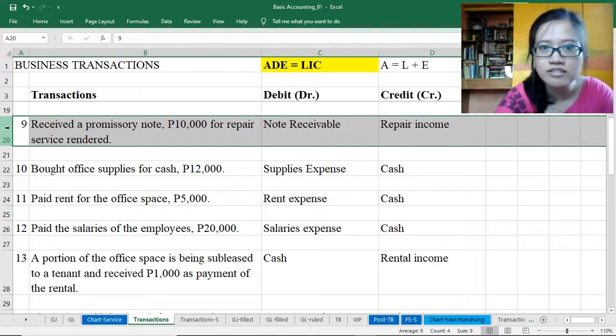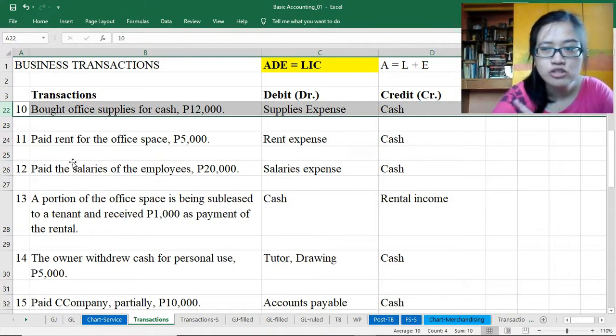Itong number 9, transaction, yung customer is nag-issue siya ng note. So, on the accounting elements natin, ang affected ay, first off, we have asset kasi magkakaroon tayo ng note receivable from this particular customer. And then, on the other side of the equation, we have income din kasi nag-render tayo ng service for this particular customer. So, ang debit natin would be note receivable and then ang credit natin would be repair income.